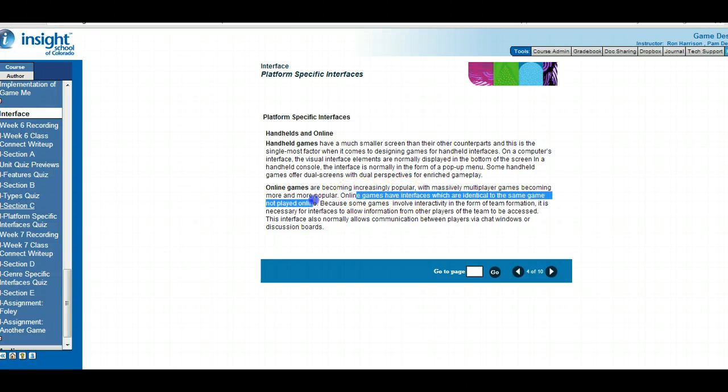Most online games have the same interface as the game would have if you were playing it on a console or via a PC. So there's really not too much of a change involved in those, except with online games you have communications between players, right? So you can have chat windows, just voices. You can talk like instant message or just live chat or even discussion boards.